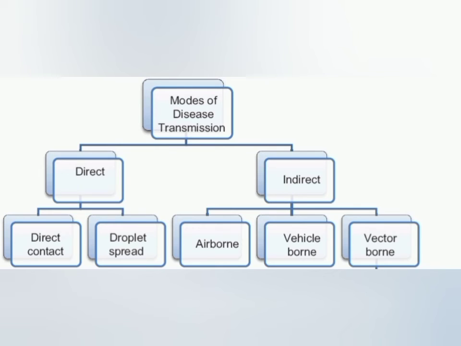So, direct or indirect. Direct means direct contact or droplet spread. Droplet means through saliva or any sort of body fluid. COVID is the example: direct contact or droplet spread. These are the examples of how the pathogen is transmitted from the patient to the healthy person. Airborne, vehicle borne, that means through flies, etc., or through insects, and vector borne through mosquitoes and different animals are the examples of the indirect mode of transmission.